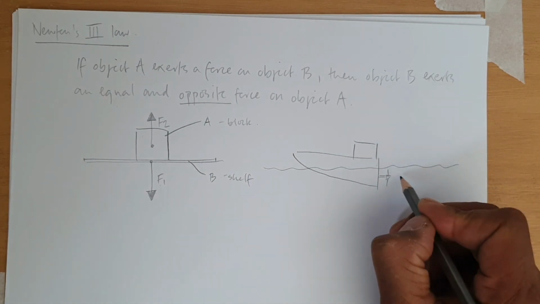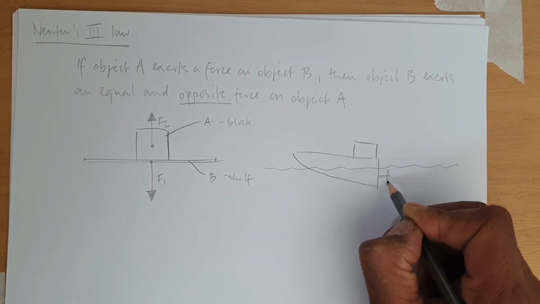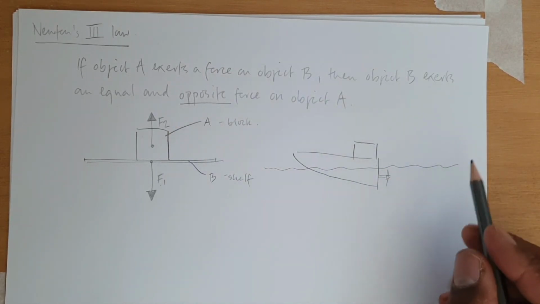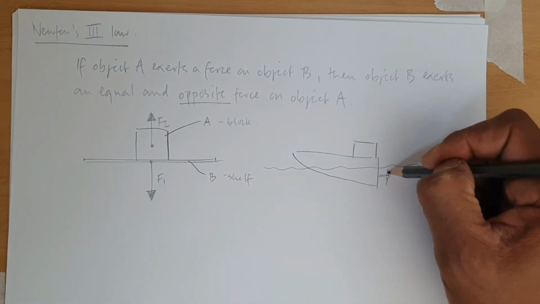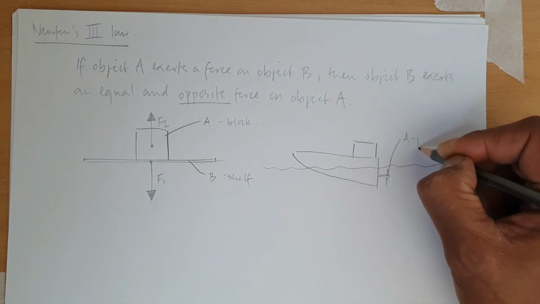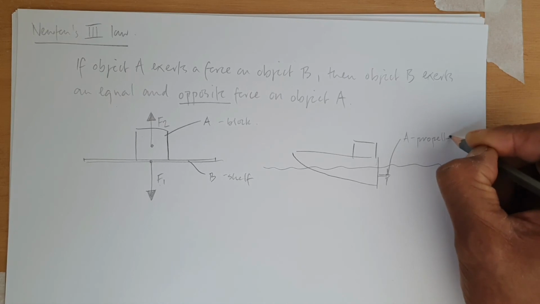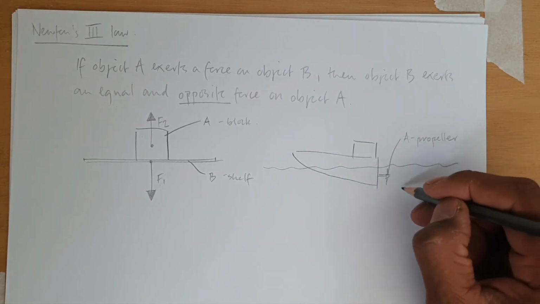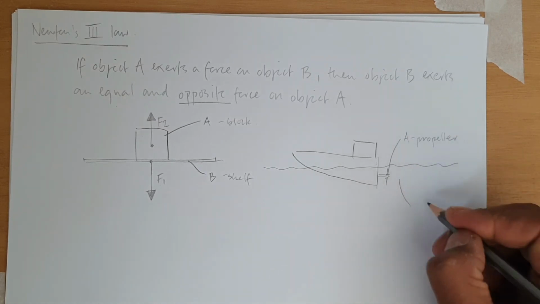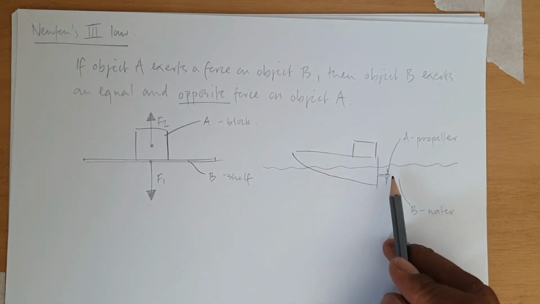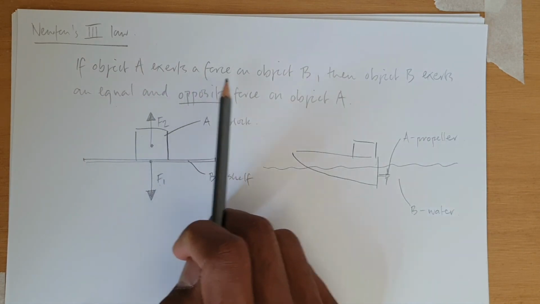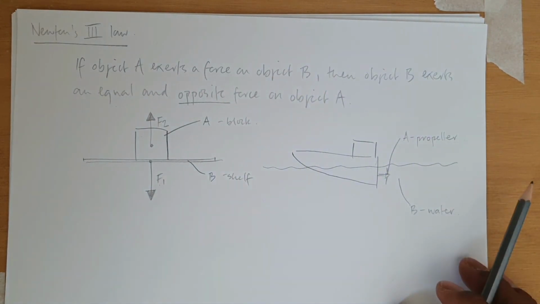Okay, now the propeller spins and pushes the water. And so I'm going to identify my two objects first of all. I think it's probably simplest to put object A as the propeller. The propeller is that thing that spins at the back of the boat, pushes the water back. And then object B, and this is where people find it difficult to identify, object B is the water. The water is being pushed by the propeller. And so here it says object A, the propeller, exerts a force on object B, which is obviously the water.